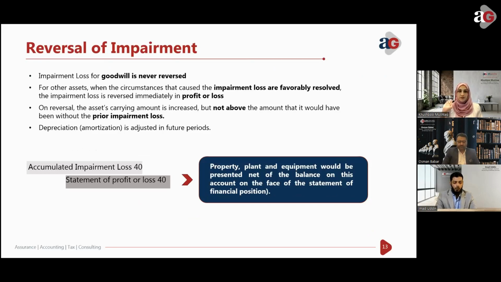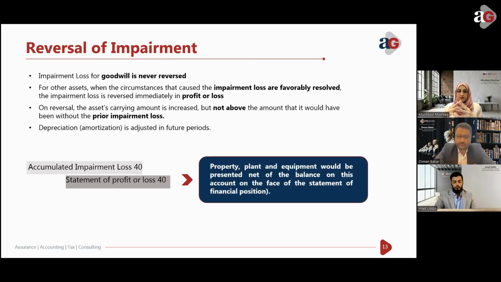What's gone is gone. But for other assets, when there is a circumstance that might result in a favorable situation and your impairment loss is reduced, or maybe it's now positive. It means that your carrying value might be higher than your recoverable amount or something like that. At that point of time, your impairment loss is supposed to be reversed. Whatever you booked previously, you can reverse it. The standard allows that.